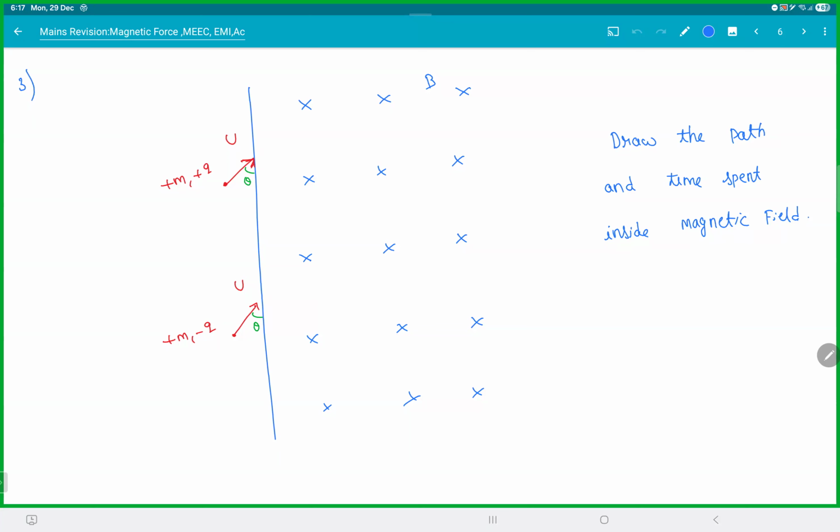This thing is another standard question. Mass m, charge q, speed u, theta. Mass m, charge minus q, speed u, theta. Draw the path and time spent inside the magnetic field. I hope you know the direction of the magnetic force, q v cross B.